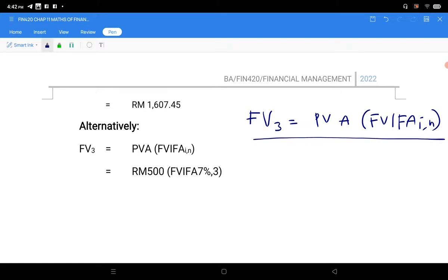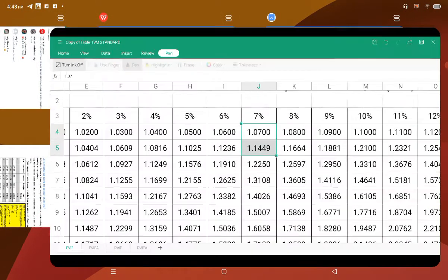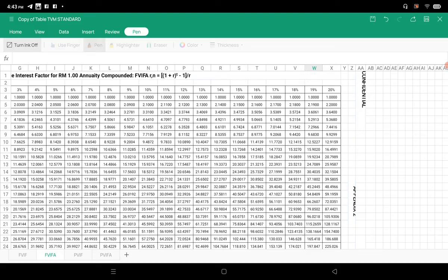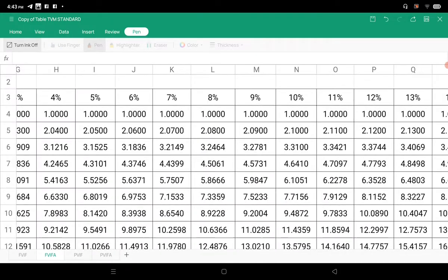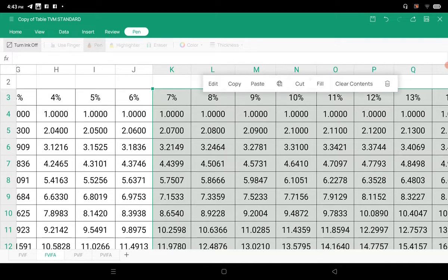So kalau kita includekan, maknanya yang tadi adalah present value annuity-nya, yang adalah nilai berapa series equal payment tadi. So nilainya 500 kat sini. So 500 darab dengan FVIFA 7% 3. So dia akan jadi, tengok dalam jadual FVIFA. Okay, saya besarkan sikit. Ini 7%.